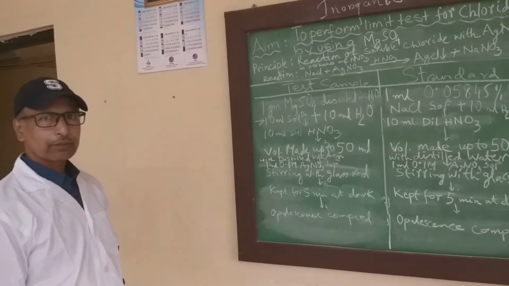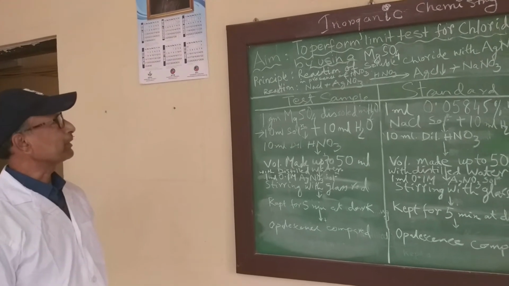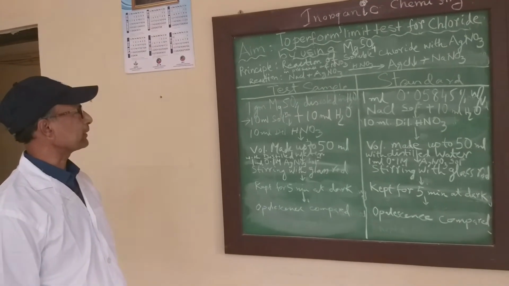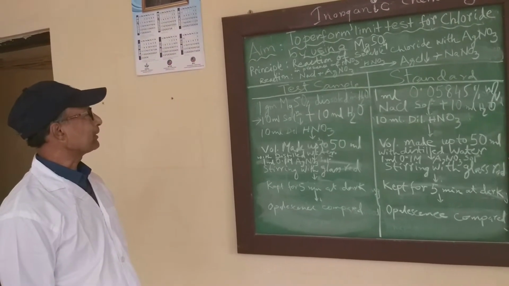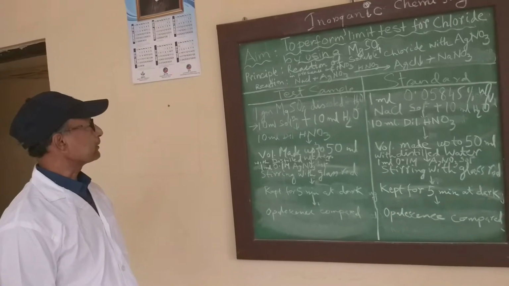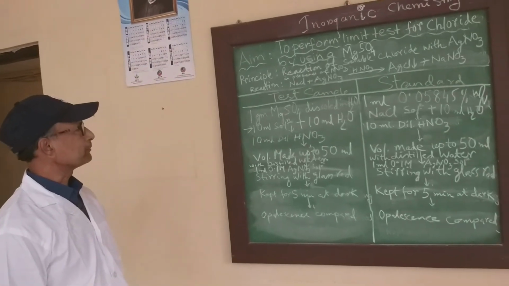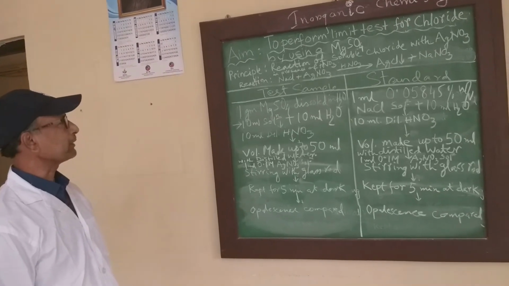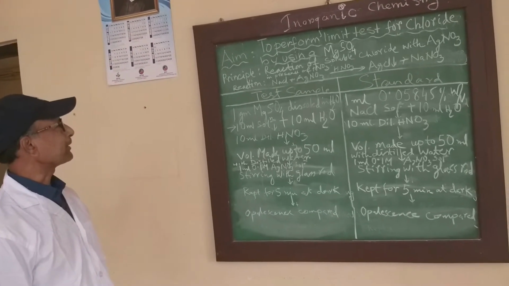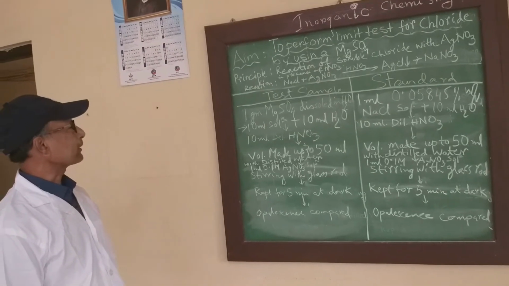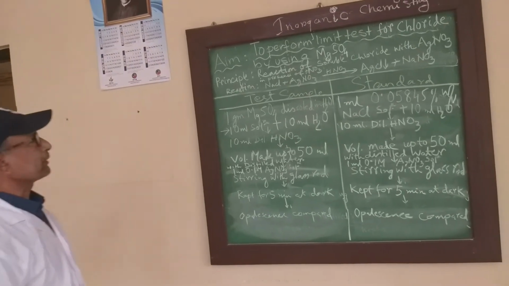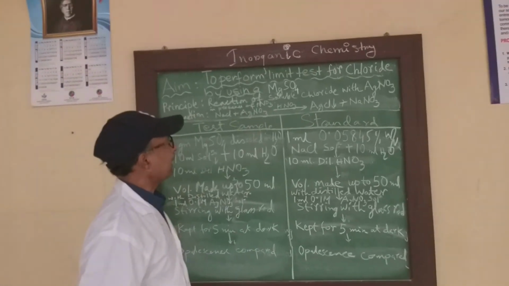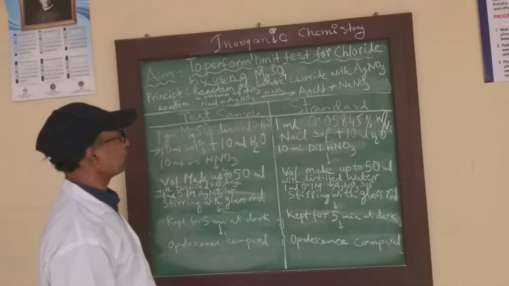Our today's experiment is determination of chloride limit test in magnesium sulfate. Now, the principle of the chloride limit test is the reaction of the soluble chloride present in magnesium sulfate with silver nitrate in the presence of nitric acid. What happens? The reaction is sodium chloride plus silver nitrate. It produces silver chloride, the precipitation of silver chloride, and sodium nitrate that is present in the solution.